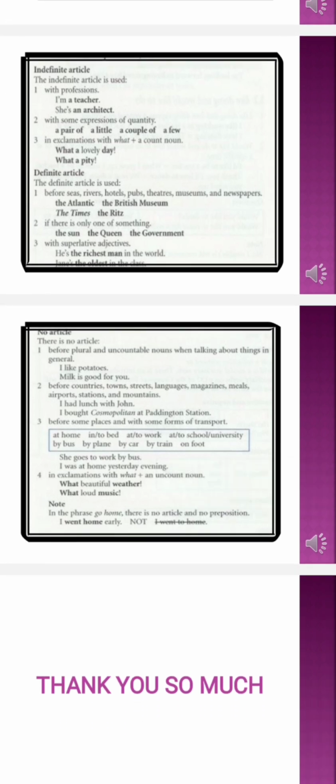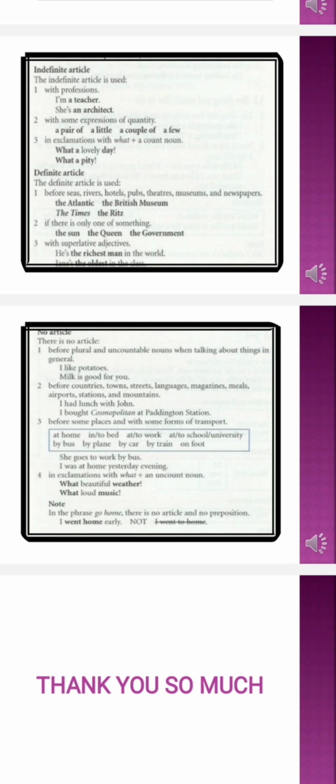No article. There is no article, number 1, before plural and uncountable nouns when talking about things in general. For example, I like potatoes. Milk is good for you.